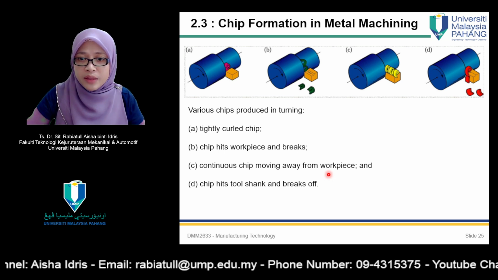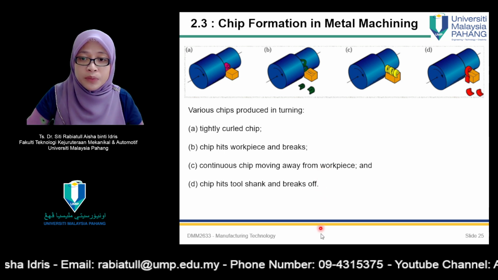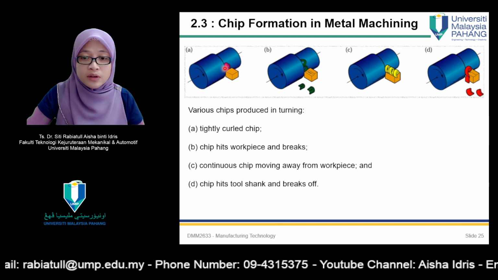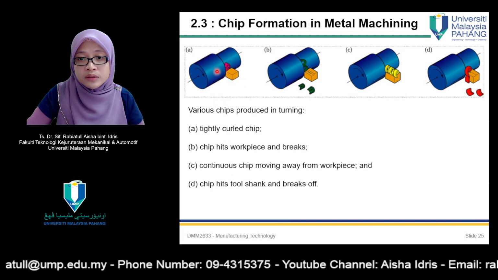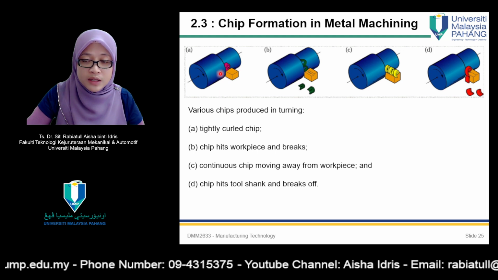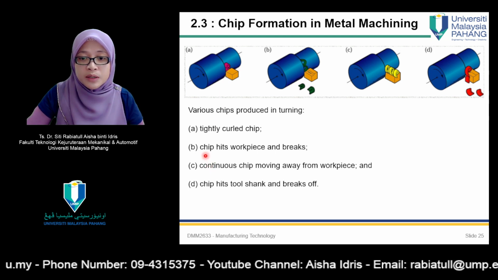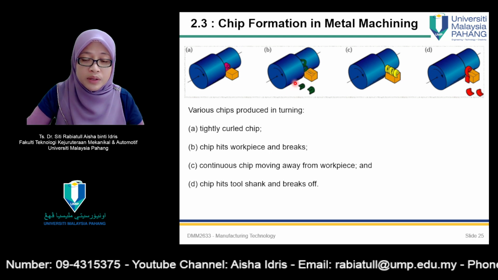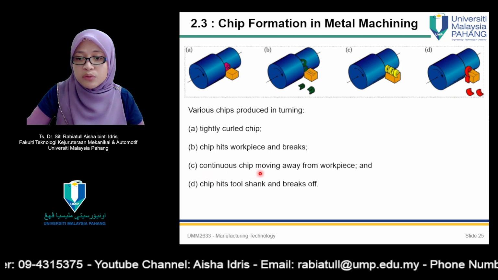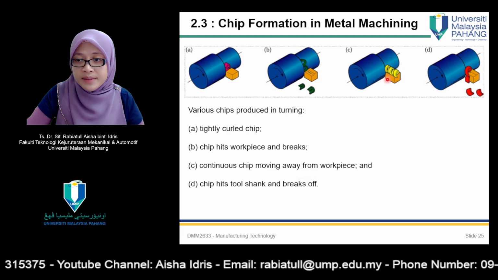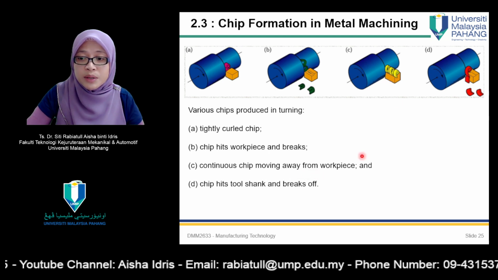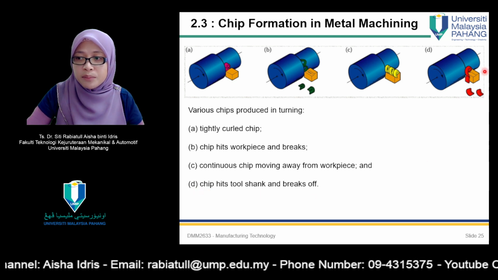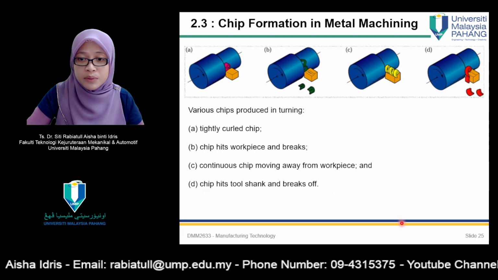There are also various chips that can be produced in turning, for example, number 1, tightly curled chip. So this is the illustration for it. And B, chip hits workpiece and breaks. Okay, it can be formed that way as well. C, continuous chip moving away from the workpiece. So you will see the circular shape. And D, chip hits tool shank and breaks off. This also can happen.